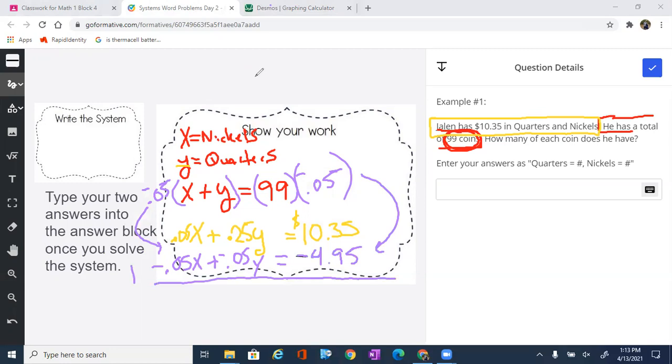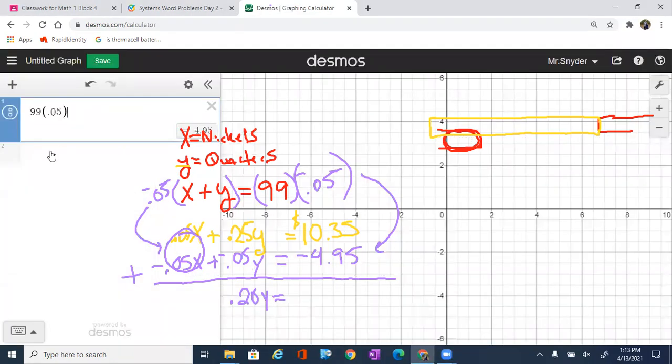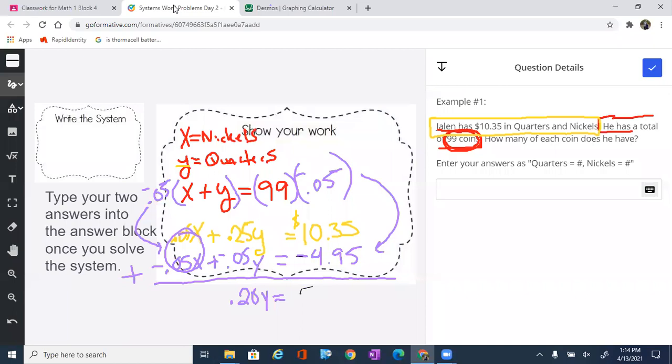So when we add them together, the X terms cancel out because they're inverses. We take a quarter and we subtract a nickel, which gives us 20 cents. And then we take $10.35 and subtract off $4.95. So $10.35, and let's subtract $4.95, and that's going to give us $5.40. Once again, we finish this off by dividing by 0.2. That cancels, and Y comes out.